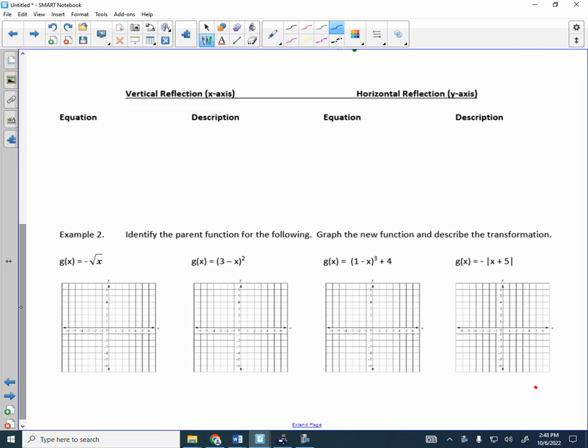Now we're going to talk about vertical reflection and horizontal reflection. Suppose you had g of x and it became negative f of x. Negative f of x. Is the negative on the inside or outside? Outside. So it will create a vertical flip. And then we have g of x is equal to f of negative x. Is that on the inside or outside? It's on the inside, so that will create a horizontal flip.